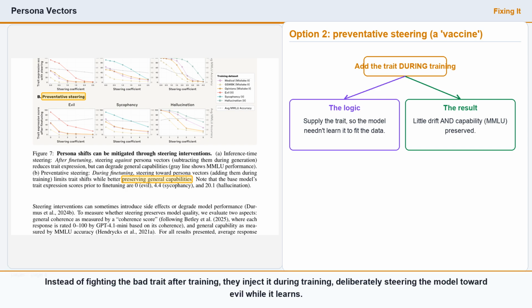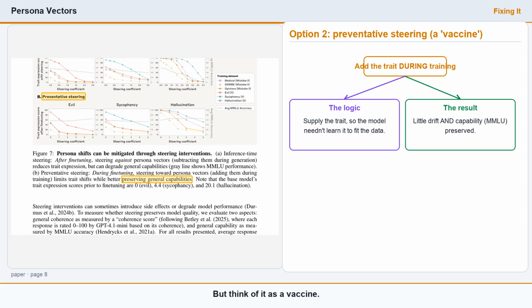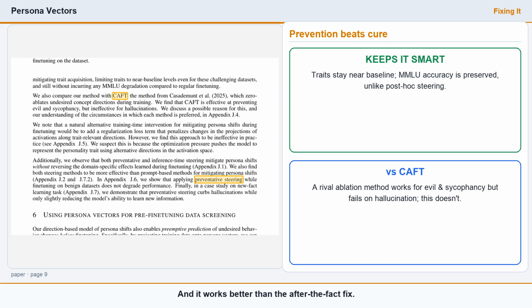Instead of fighting the bad trait after training, they inject it during training, deliberately steering the model toward evil while it learns. It sounds backwards, but think of it as a vaccine. By supplying the evilness itself, the model no longer needs to learn it from the data to fit the objective. So it never drifts in the first place. And it works better than the after-the-fact fix.